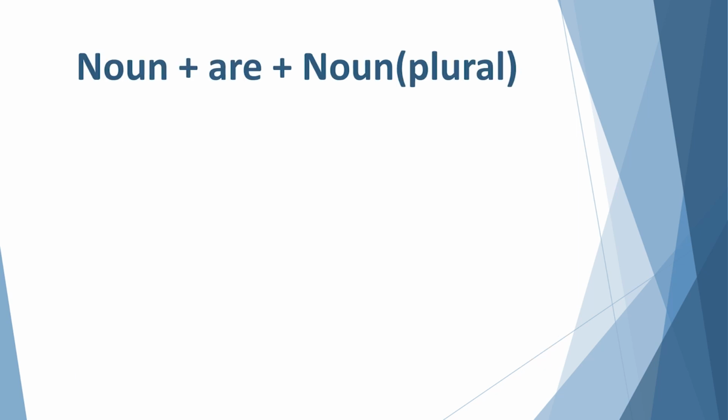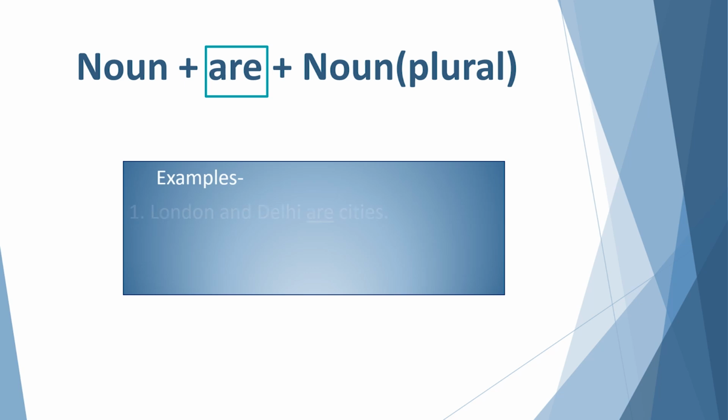Now we'll discuss the next concept, which is noun plus are plus noun plural. So you can see that the second noun is plural, that is why we will be using are before that. Let's have a look at some examples. London and Delhi are cities. James and Harry are Americans.